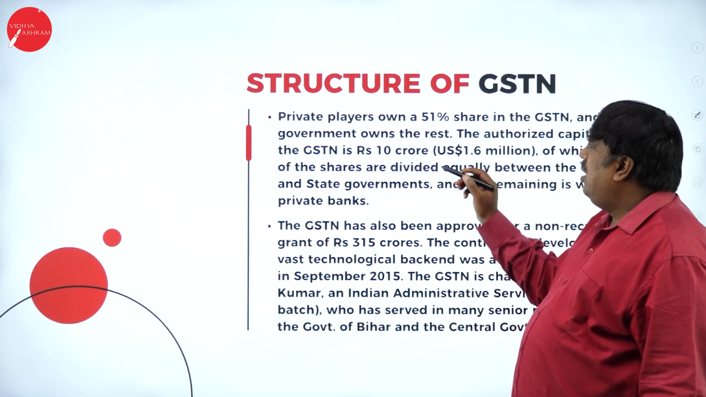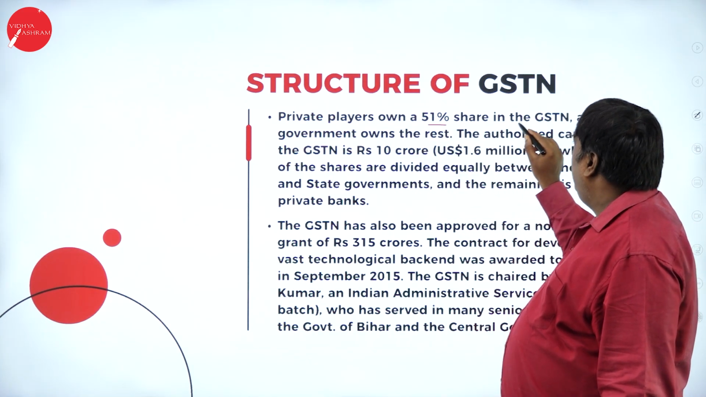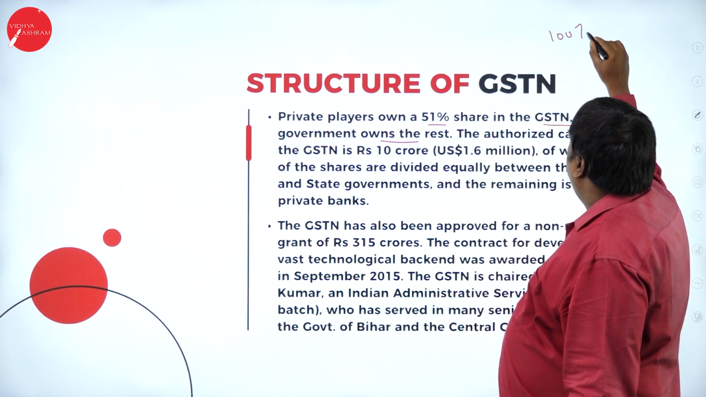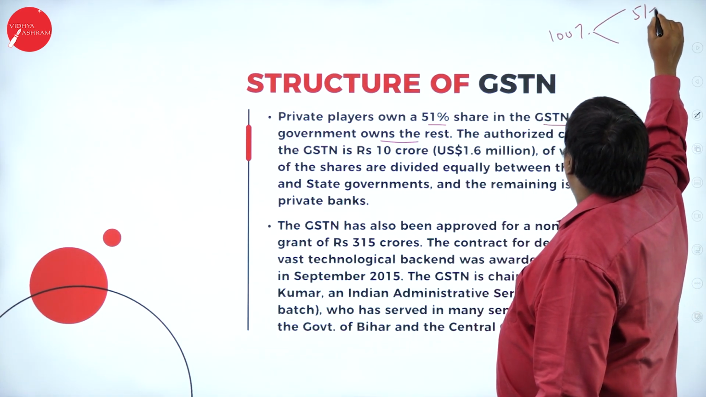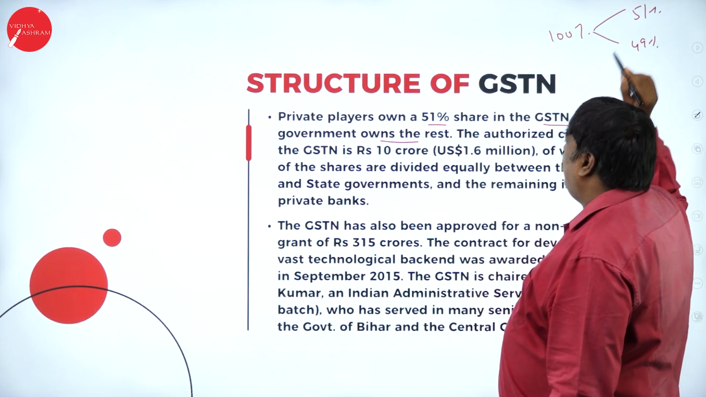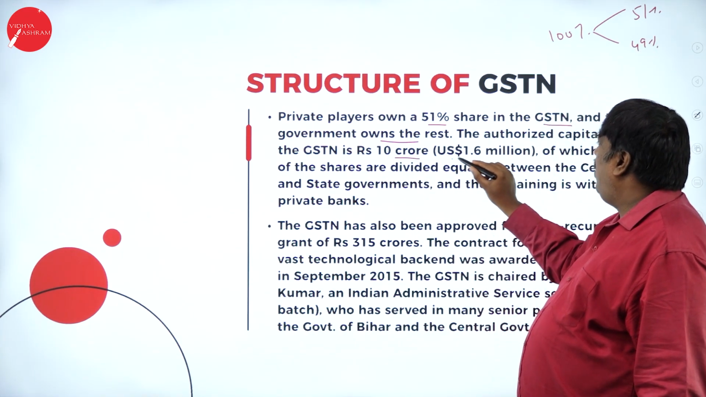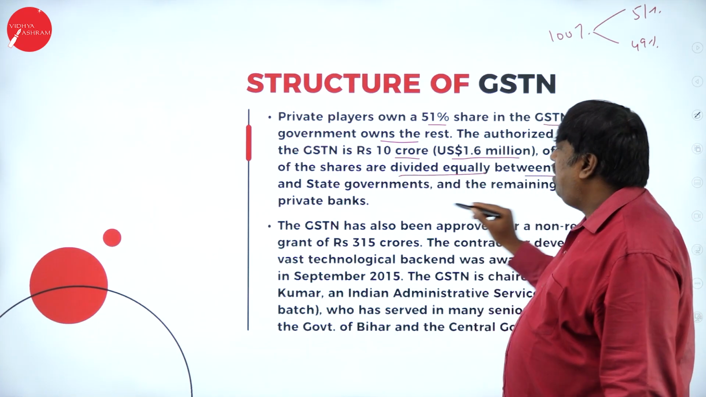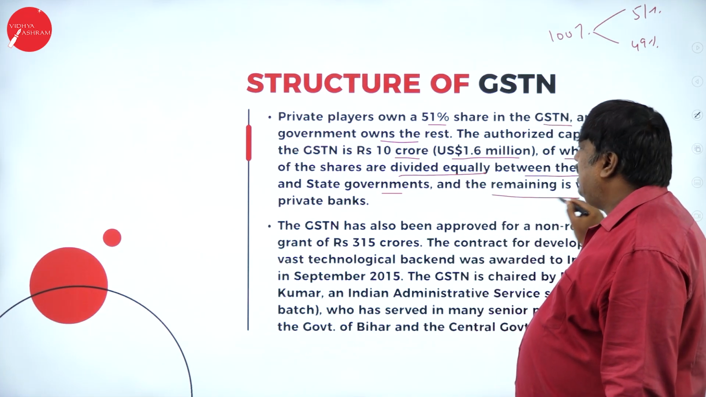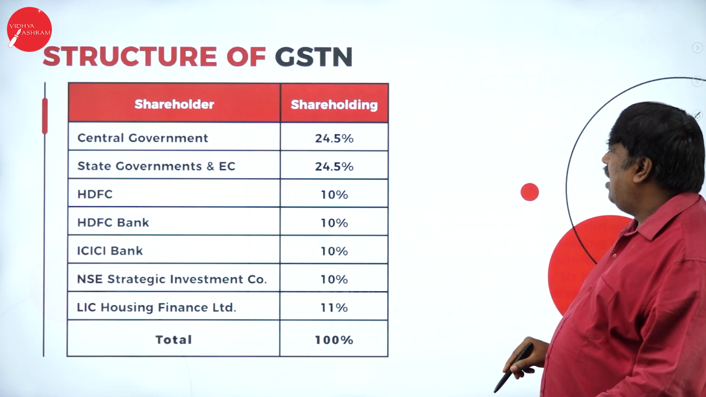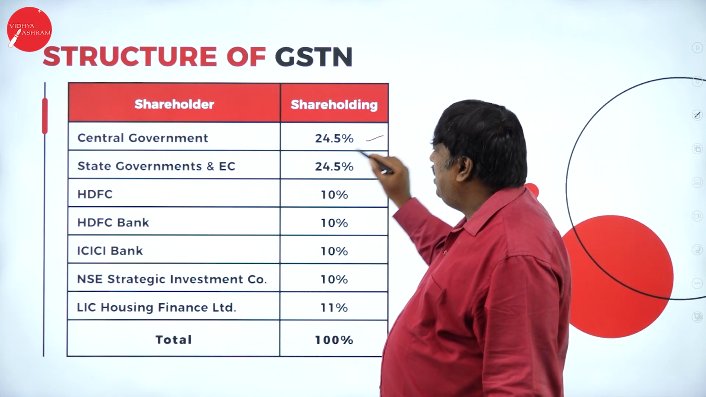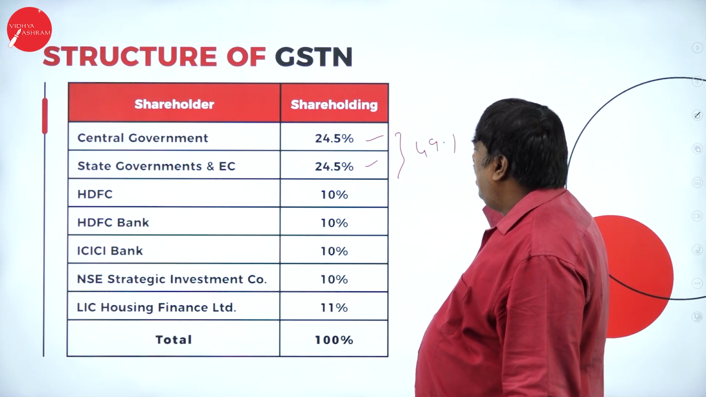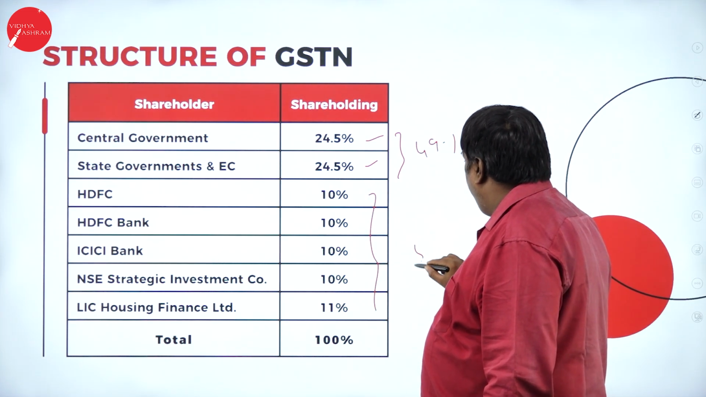What is the structure? Private players own 51% share in the GSTN and the government owns the rest. Out of 100%, 51% is private, 49% is government. It is a 10 crore equity, of which 49% of the shares are divided equally between the central and the state governments, and the remaining is with the private banks. For example, central government 24.5%, state government 24.5%, this is 49%, and the remaining is 51%.